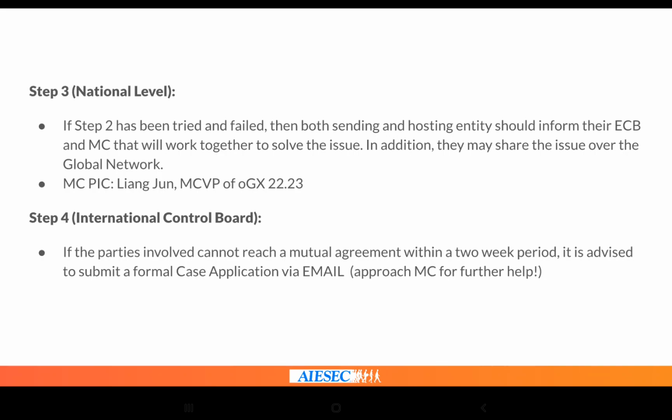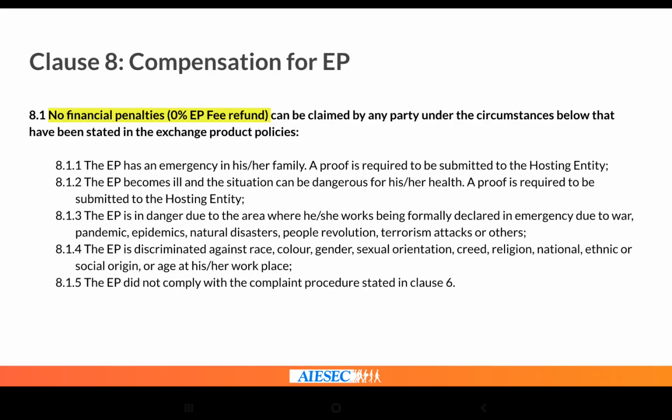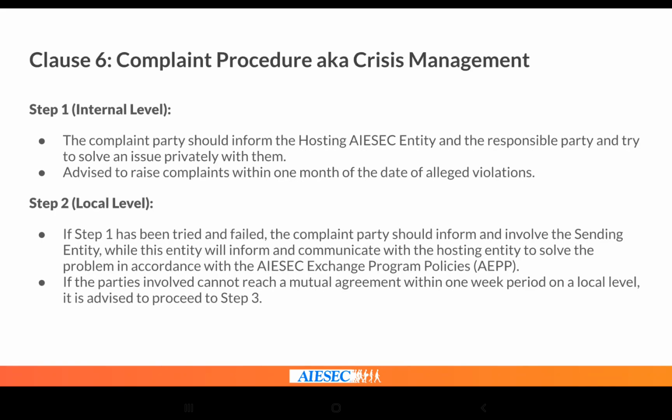And for step 4, if our own ECB cannot resolve it, then we'll go to the International Control Board, ICB. If the parties involved cannot reach a mutual agreement within 2 weeks of solving at the national level, it's advised to submit a formal case application via email. So for this you approach MC for further help, you will not be the one submitting. Okay, so that's it for clause number 6. This is to know what action you can take when your EP is complaining about something.